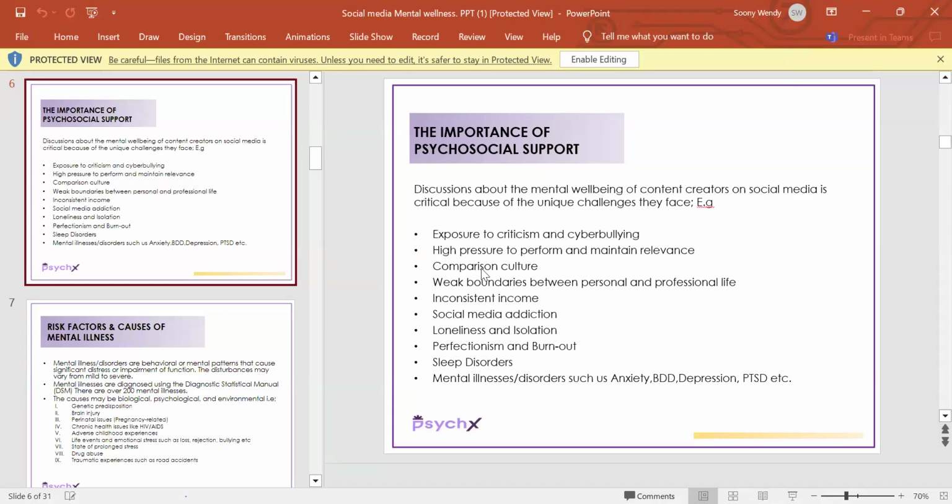Okay. When you're on social media, you're exposed to criticism and cyberbullying, and I'll talk about how this affects you mentally and why some people are affected and others are not. If you're a content creator, there's high pressure to perform and maintain relevance. Every day, if you're going to be a content creator, you have to think of ways of showing up and getting those likes and comments. If your content is not making sense, some people will come and write in the comments, that you're copying so and so.